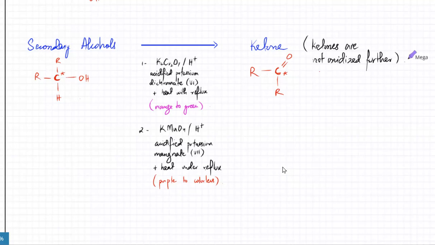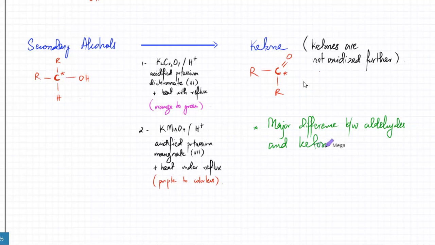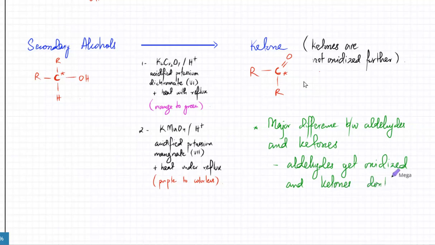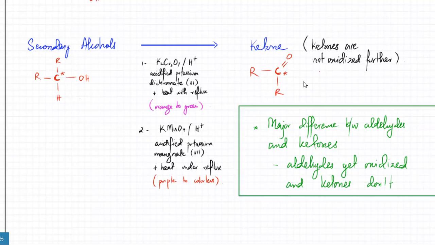They both have a C double bond O. In a ketone, this C double bond O is in the middle of the chain. The aldehyde's C double bond O is at the end of the chain. So one of the major differences between aldehydes and ketones is that aldehydes are oxidized, and ketones don't get oxidized. This is one difference from which you can differentiate an aldehyde from a ketone.